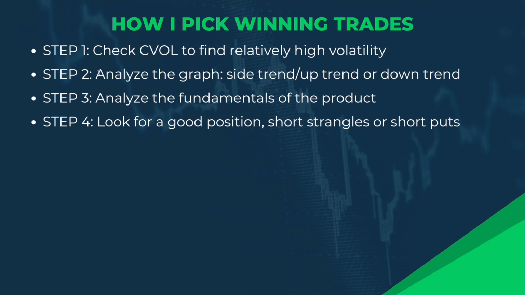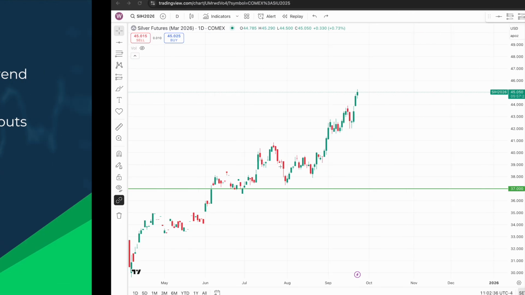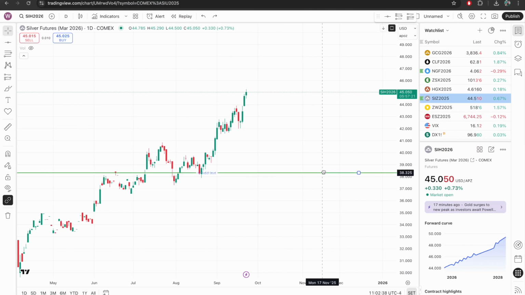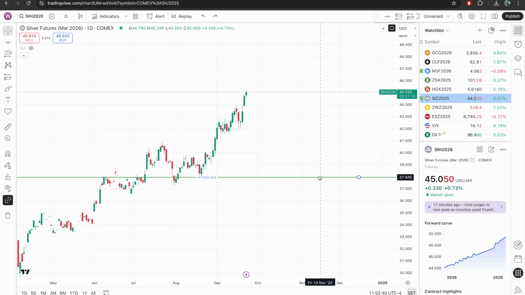I want to analyze the graph. I just want to see, is it uptrending, side trending, downtrending? If I'm not sure, then I don't even touch it. I want to analyze the fundamentals, which is the most important step. You need to understand what's going on with the product. And from there, it's pretty easy and self-explanatory to find a good, pretty safe position. Some people might feel more comfortable selling the 39 put or 38 put and collecting way more credit, making way more money.